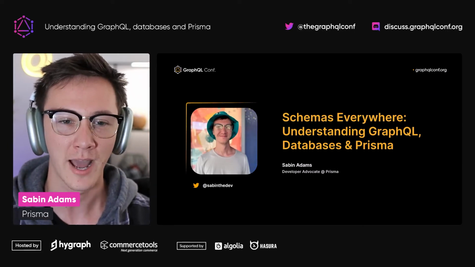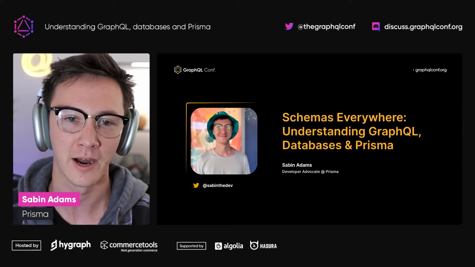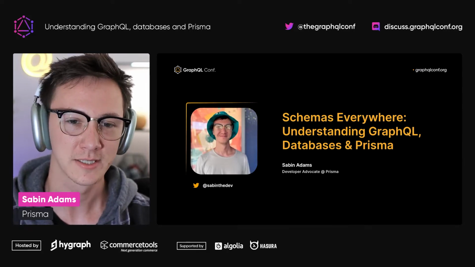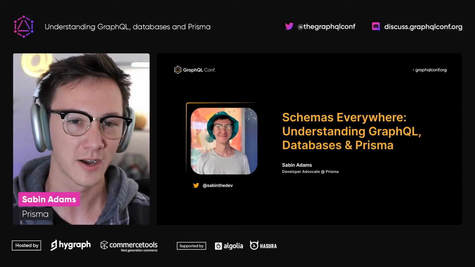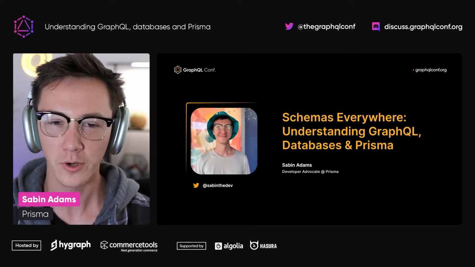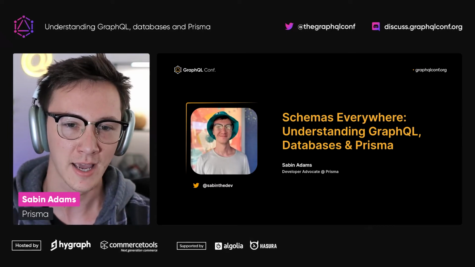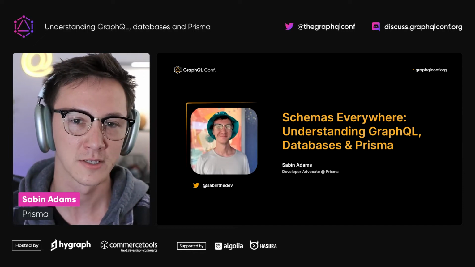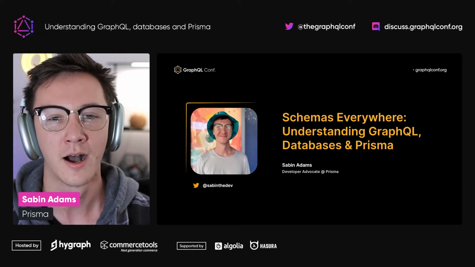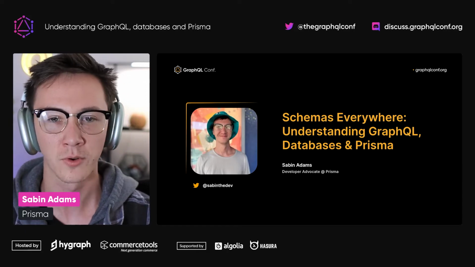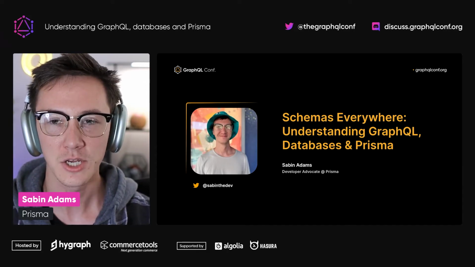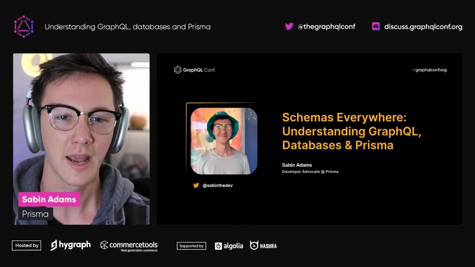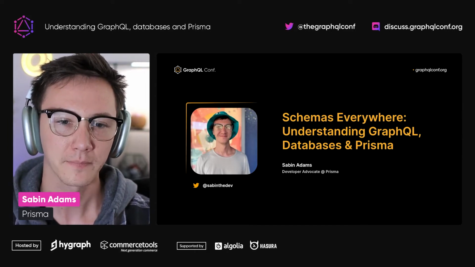I am a developer advocate at Prisma, and there we have our Prisma Schema language, which is just a schema that sort of defines your database's shape. And so I work a lot with schemas. I work a lot with APIs, and I deal with a lot of people who are sort of confused about the different schemas they work with. So that's what we're going to be talking about today. The different schemas that you get to work with, what roles they play in your application and in your infrastructure, and how you can navigate them properly.